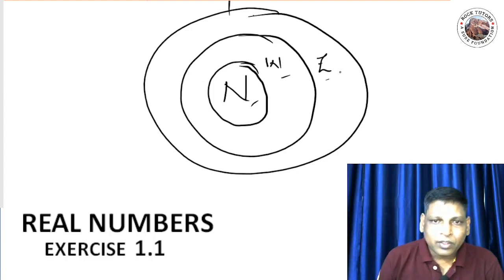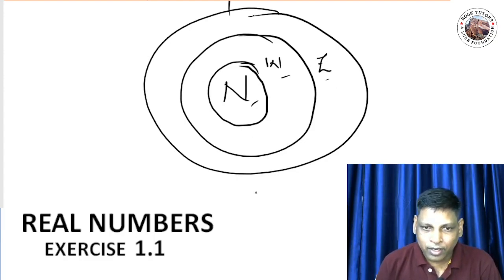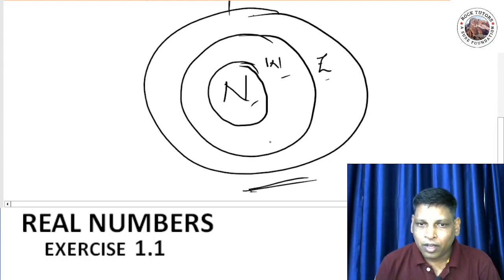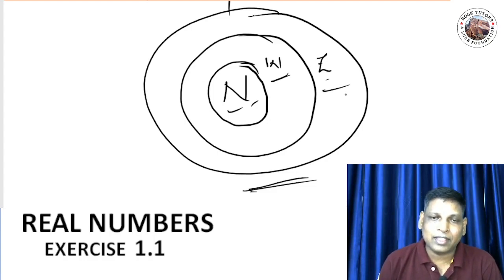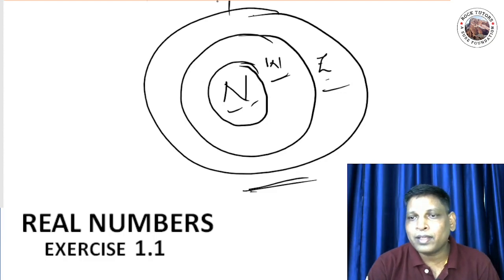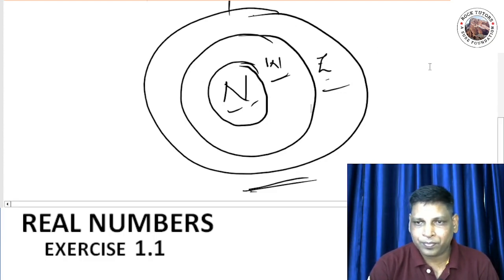Now the point is that we discussed what about irrational numbers. Okay, now you have an idea about rational numbers: natural numbers, whole numbers, and integers all come under rational numbers. Now, what do you mean by irrational numbers?